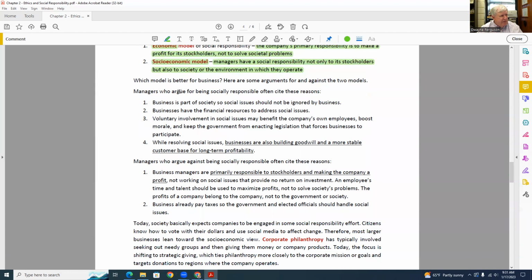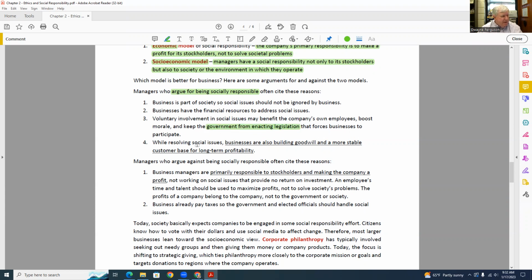Okay, so here are some reasons people argue for social responsibility. Business is part of society, so societal issues are going to be part of your everyday life. So why not be involved in helping with those? Businesses have the financial resources; they make a lot of money. Voluntary involvement may benefit the company's employees, boost morale, and keep the government from enacting legislation. That's a big one. I mean, they're being proactive.